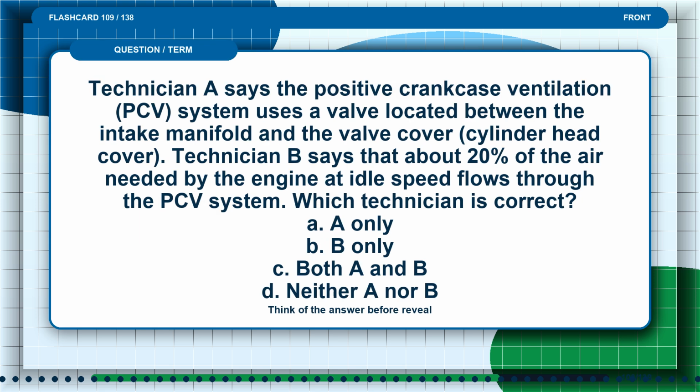Flashcard 109. Technician A says the positive crankcase ventilation (PCV) system uses a valve located between the intake manifold and the valve cover, or cylinder head cover. Technician B says that about 20% of the air needed by the engine at idle speed flows through the PCV system. Which technician is correct? A only, B only, C, both A and B, D, neither A nor B. Pause and think of the answer before the reveal.